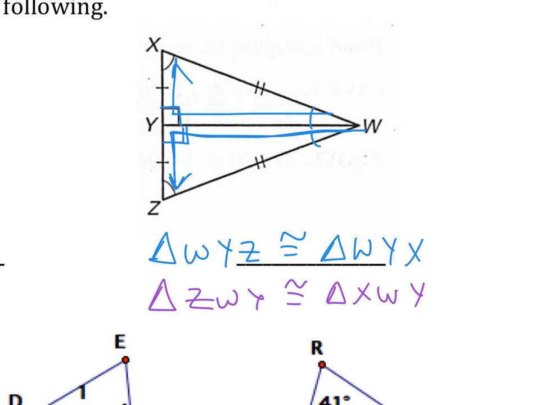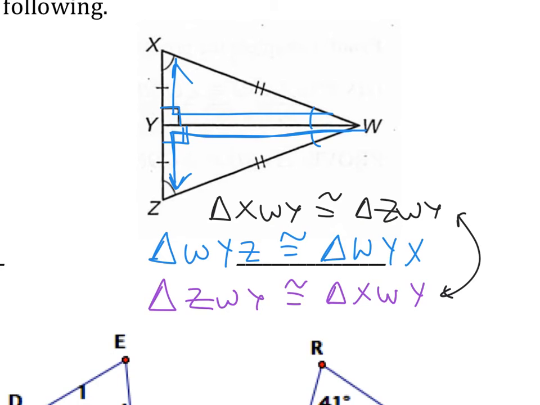You want to read yours? Go ahead. I had XWY is congruent to ZWY. Very good. Okay? Which is pretty much the same thing, just a different order of the triangles, which is good. Okay? Questions?